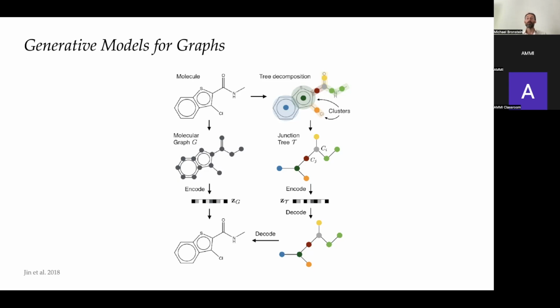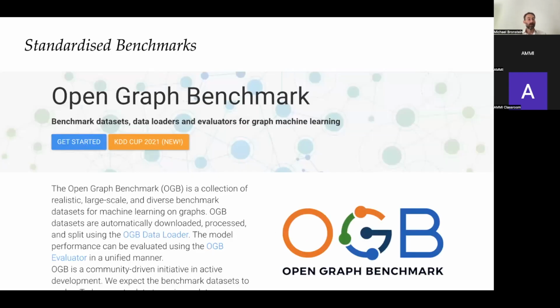So you need some probably different procedures to do it. In molecules, for example, one of the structures that was done is to represent molecules as junction trees, and then have some kind of vocabulary of these smaller structures. Then an interesting topic is standardized evaluation.